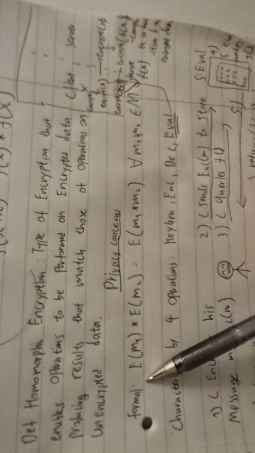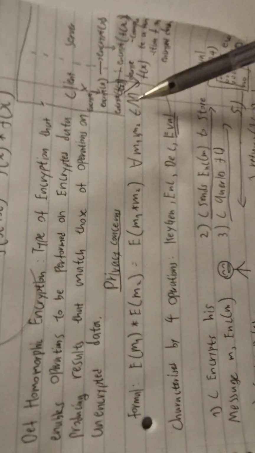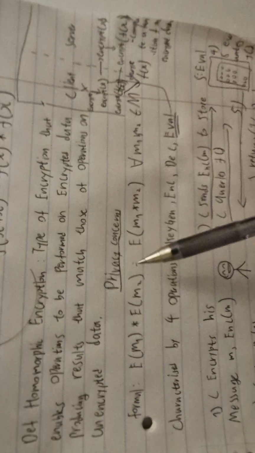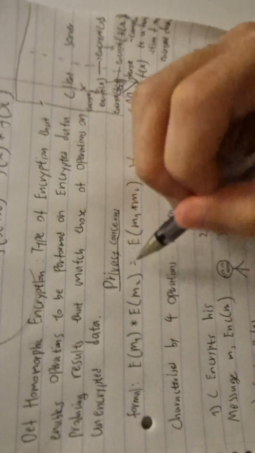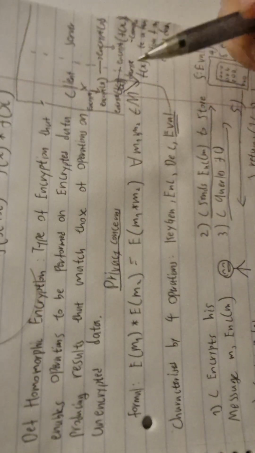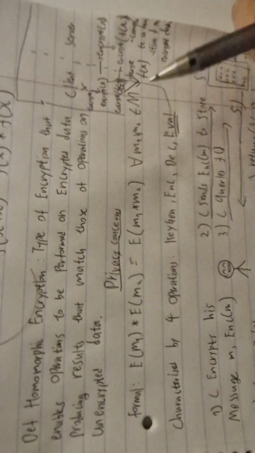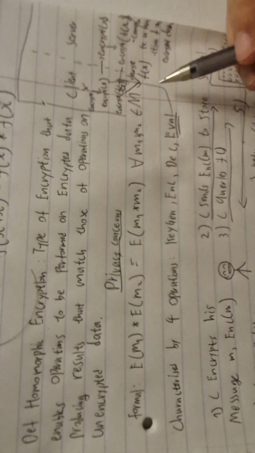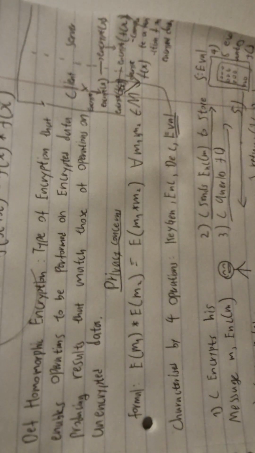The formal definition of homomorphic encryption is pretty similar to what we discussed in homomorphism. Let M be the set of all possible messages, and E be the encryption algorithm. E of M1 operation E of M2 is equal to E of M1 operation M2, for all M1 and M2 elements of M. So it's very similar to what we learned in homomorphism.